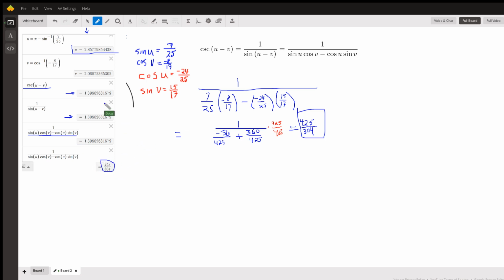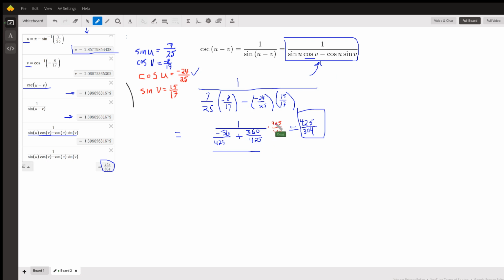Now, how do you get that without actually calculating these angles? Well, you go to this identity right here. Cosecant of U minus V has to be this. And so we just substitute in the values. 7/25, -8/17 minus cosine of U, which we calculated, 15/17 sine of V. Multiply this stuff together.